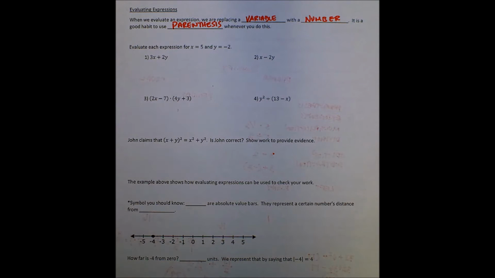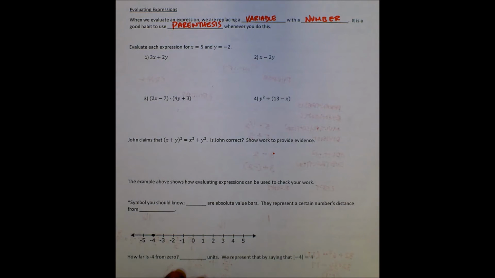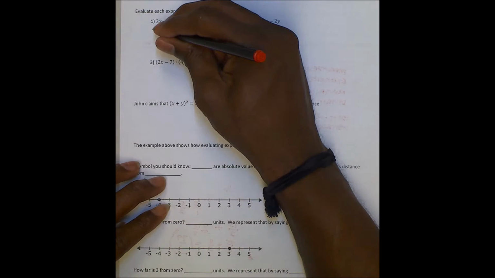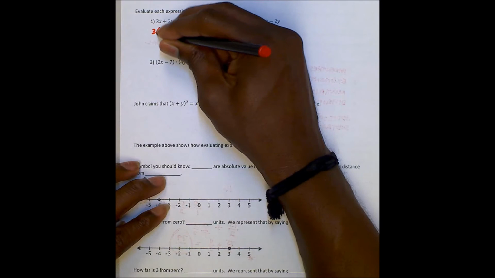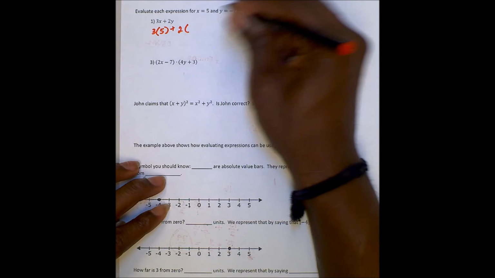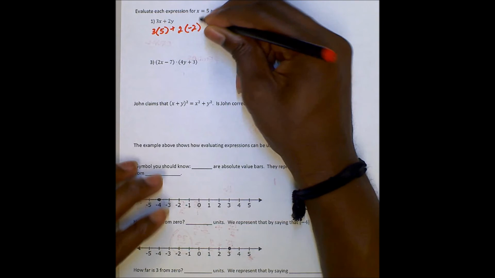So the first problem asks us to evaluate the expression when x is 5 and y is negative 2. What we'll do is plug in. Evaluate just means substitute the known for the unknown, substitute a number for a variable. And then we'll simplify, still using order of operations.